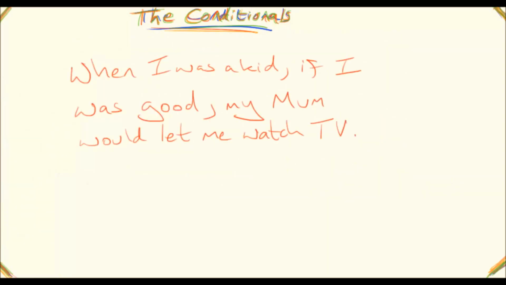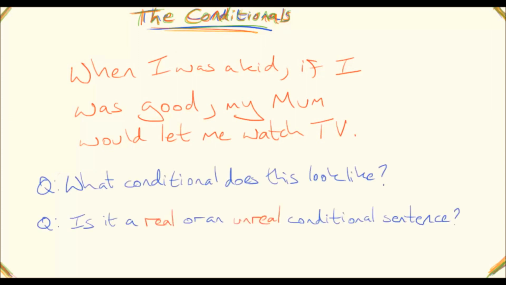The sentence was this: when I was a kid, if I was good, my mum would let me watch TV. It's a perfectly good sentence, nothing wrong with that. Until you start to investigate it and try and pin it to the traditional system. I want you to answer these couple of questions. First of all, what conditional does this look like? And secondly, is it a real or an unreal conditional sentence?